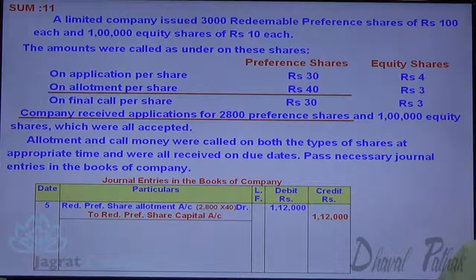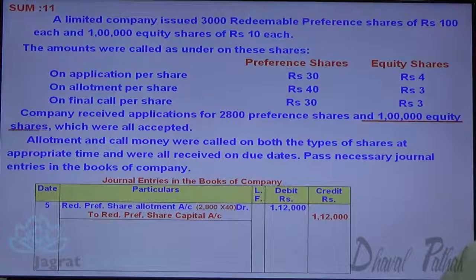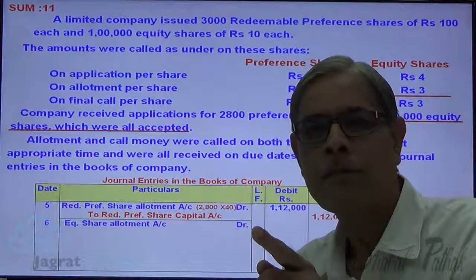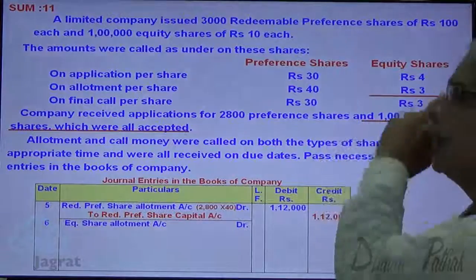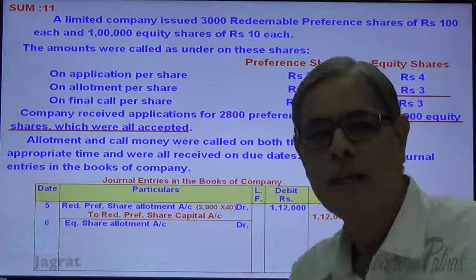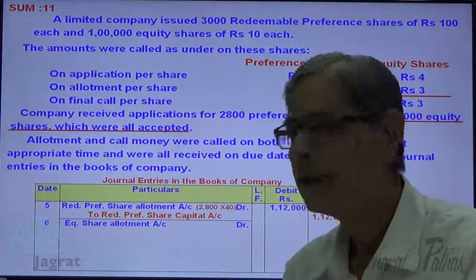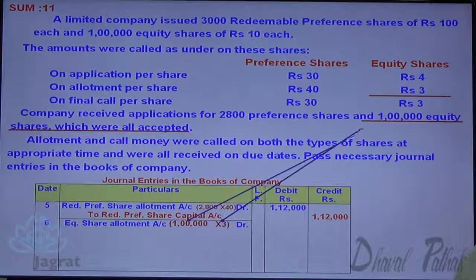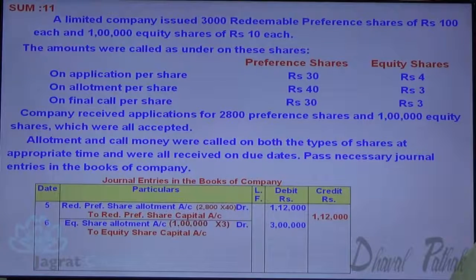Now we have to demand the allotment dues on equity shares. The entry for that is equity share allotment account debit, amount recoverable per share. How much? 3 rupees per share. On how many shares? 1 lakh allotted shares. So this recoverable amount is titled as equity share allotment account debit. So equity share allotment account debit 1 lakh into 3, 3 lakhs, to equity share capital account credit 3 lakhs.